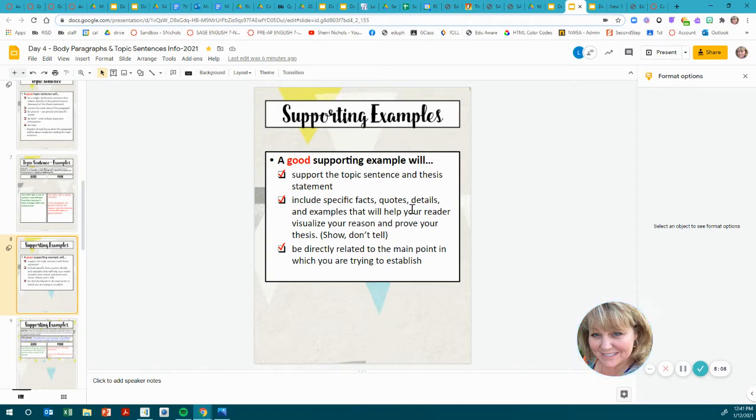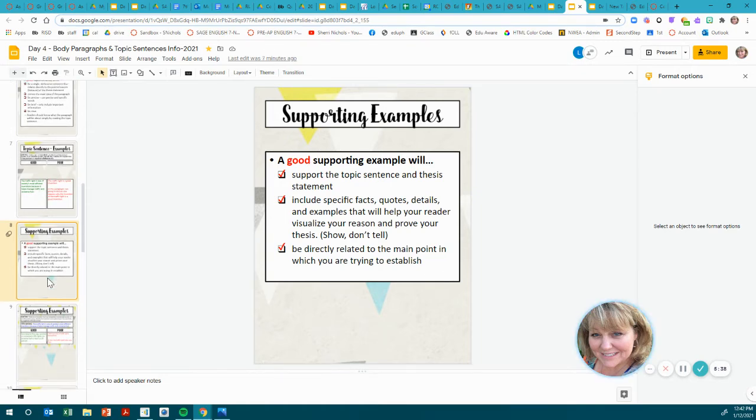It includes specific facts. It can have quotes, details, and examples that will help your reader visualize your reason and prove your thesis. It's really important to show, don't tell. Show what you want to say. Don't tell what you want to say. Don't tell us the boy is happy. Show us the boy is happy by the things that are going on around the boy, by the boy's actions, and by the way people react to the boy. Be directly related to the main point which you're trying to establish.